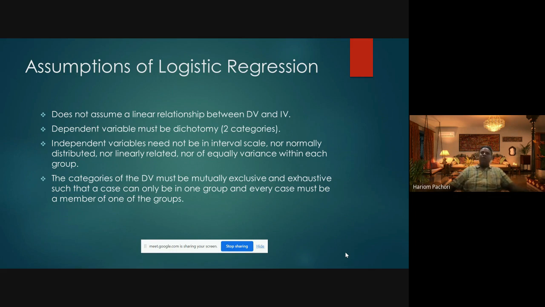The categories of the dependent variable must be mutually exclusive. This is also important, as it is one of the conditions for calculating probability that events are mutually exclusive. It means if event 1 is happening, then the second one won't happen. And exhaustive, such that a case can only be in one group and every case must be a member of one of the groups. So these are the assumptions of logistic regression.